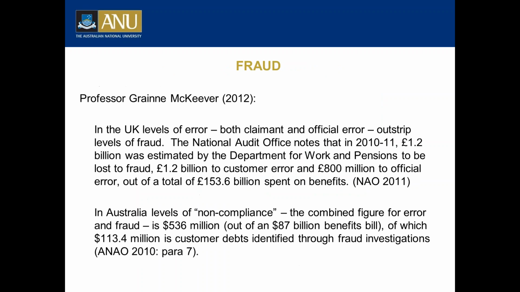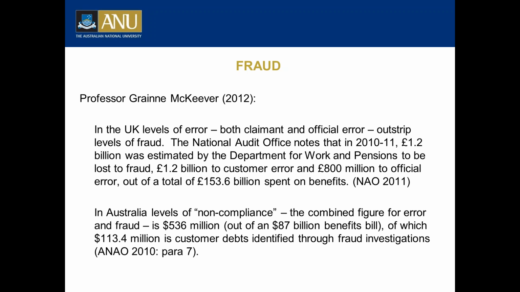Oh, Grania, my friend Grania. Yes, Grania is an expert on Social Security at Ulster University in Belfast, and has also come out to Australia as well, and I hope to see her out in Brisbane early next year, and at the ANU. Now, she did a comparative study, and in the UK, levels of error, claimant and official error, outstrip levels of fraud. This is what she found. So 1.2 billion was fraud, 1.2 billion was customer error, and 800 million was official error, out of benefits of 153 billion. That's a really interesting figure as you think about it.